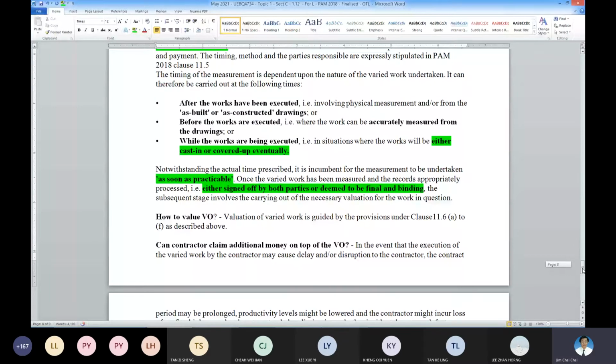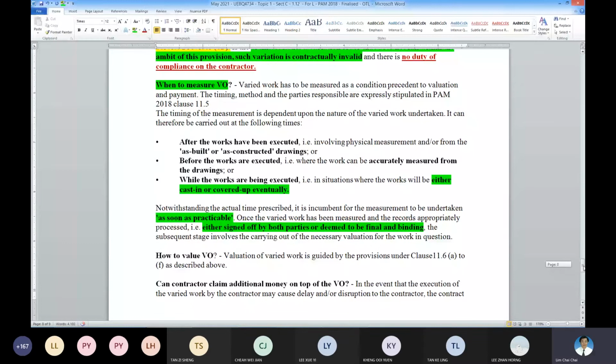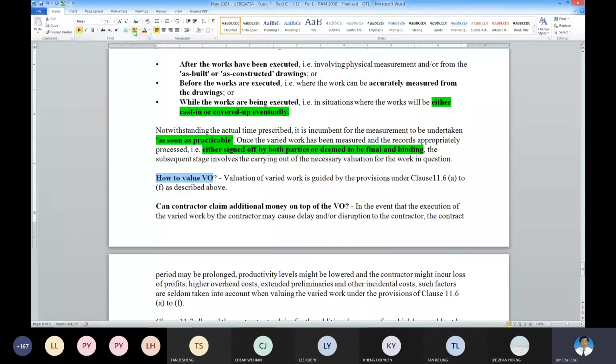I already mentioned to you that your clause 11.6A to F will be the basis for evaluation. Okay?